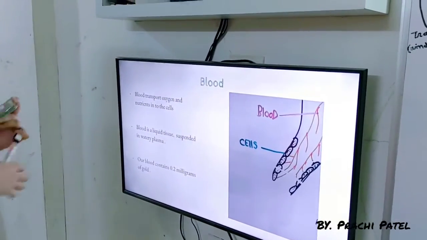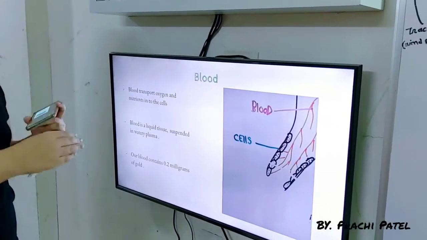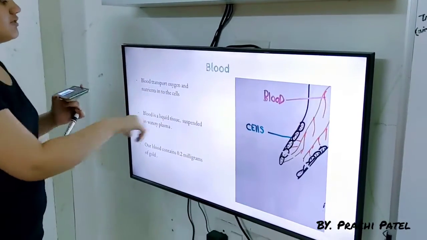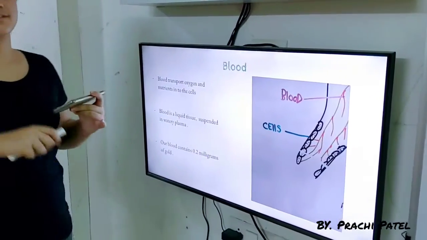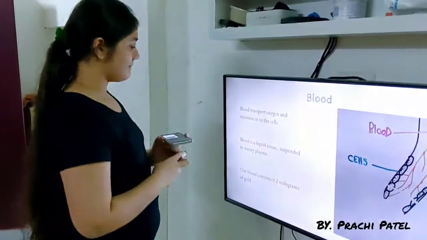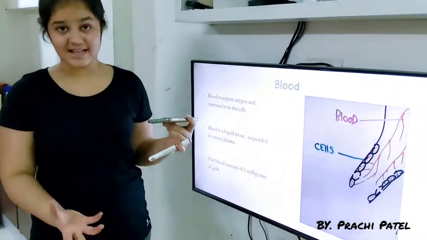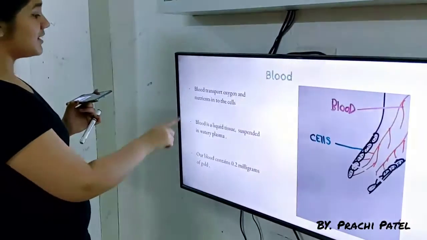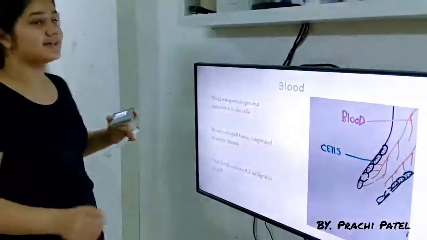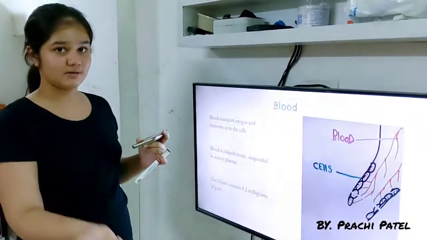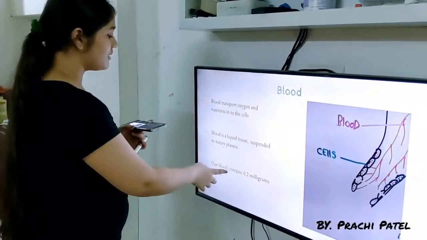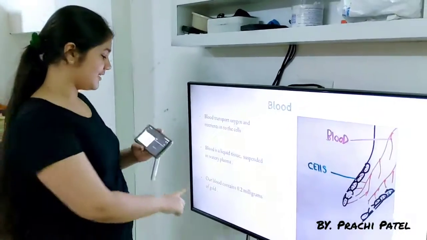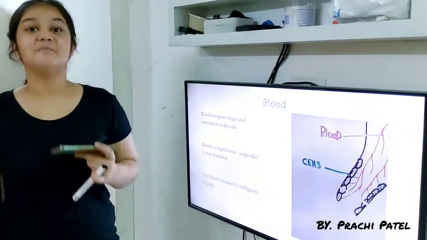Now after the alveolus, oxygen goes directly to the blood. Blood transports oxygen and nutrients to the cell. Then the blood gives it to the cell. I have made a separate video on the cell. I hope you have watched it. If not, then watch it right now. Blood is a liquid tissue separated into watery plasma. Our blood contains 0.2 milligrams of gold. This is a big fact.